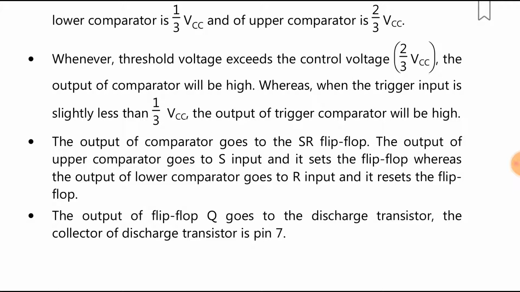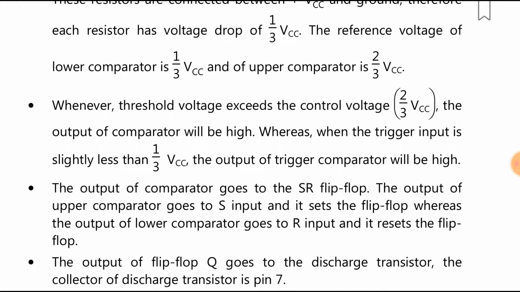So the output of the comparator goes to the SR flip-flop. The output of the upper comparator goes to the S input and it sets the flip-flop, whereas the output of the lower comparator goes to the R input and it resets the flip-flop. So the output of flip-flop Q goes to the discharge transistor. The collector of the discharge transistor is pin number 7.